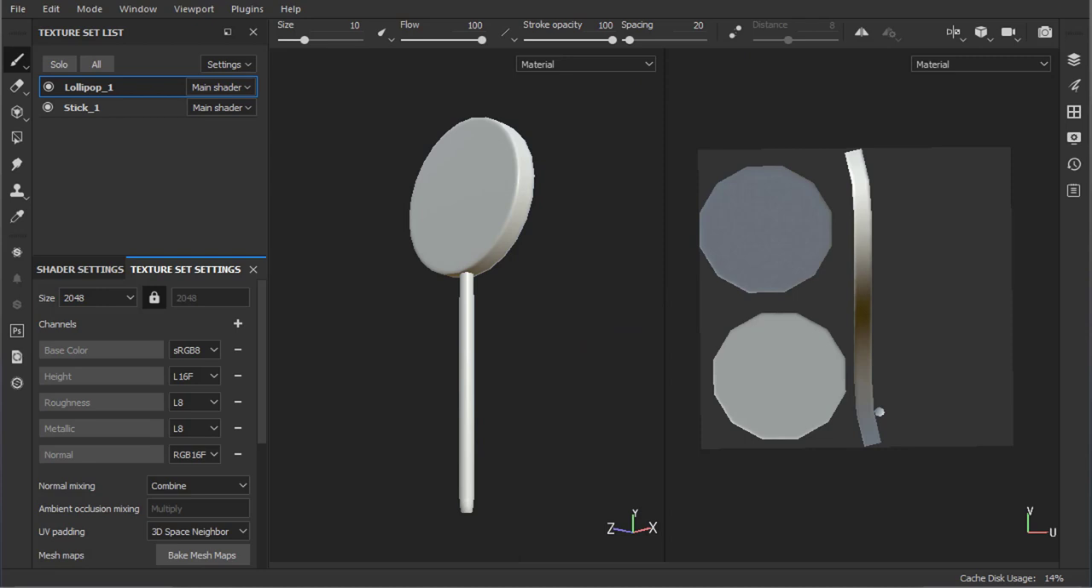In the next video, we're going to try to get a better understanding of UVs and seams. And in following videos, we're going to keep working on this project until we get them to Unreal Engine as a game prop.